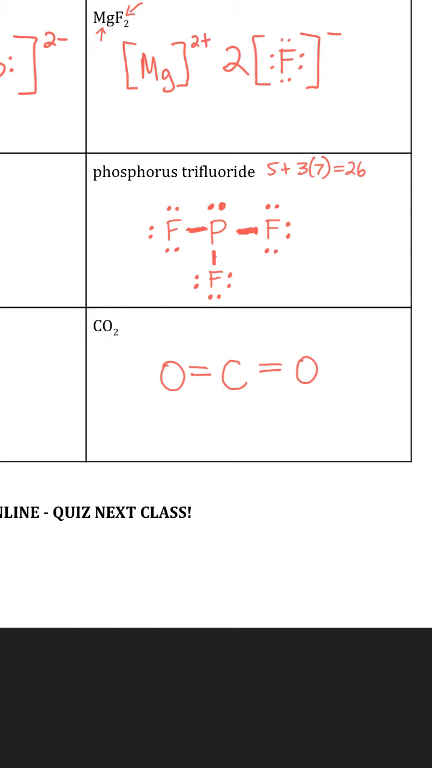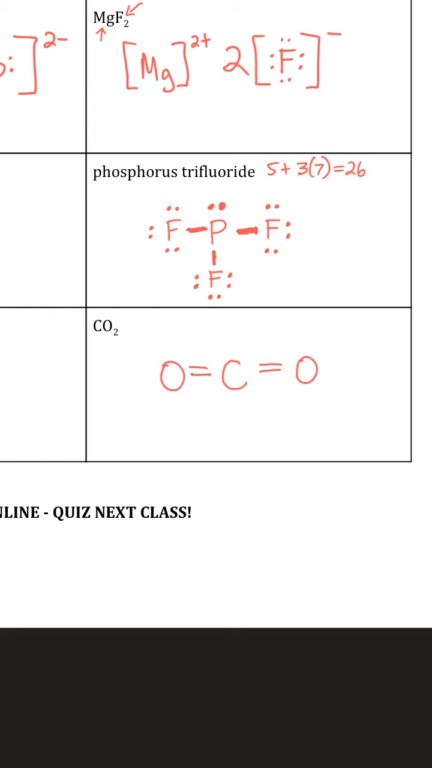Well, in this case, if we count all the electrons that are shared in those 1, 2, 3, 4 bonds, then we have 8 for carbon. 1, 2, 3, 4, 5, 6, 7, 8. 8 bonds, 8 electrons are being shared for carbon. Let's finish off the oxygens now.